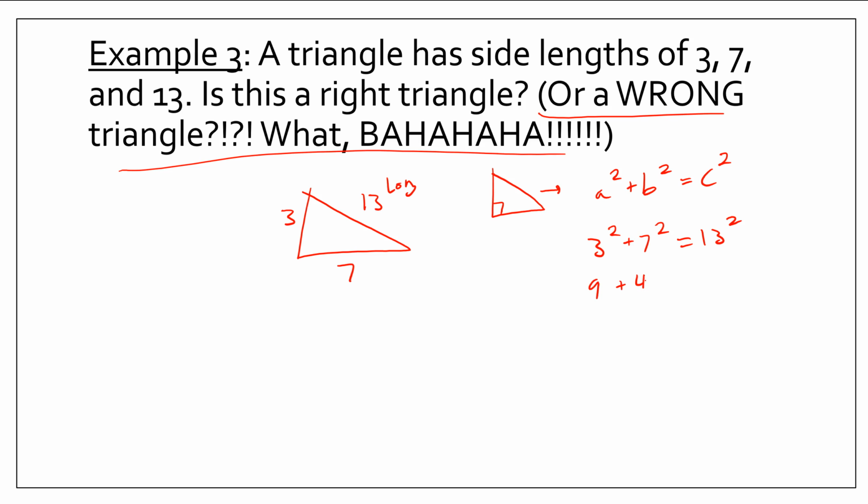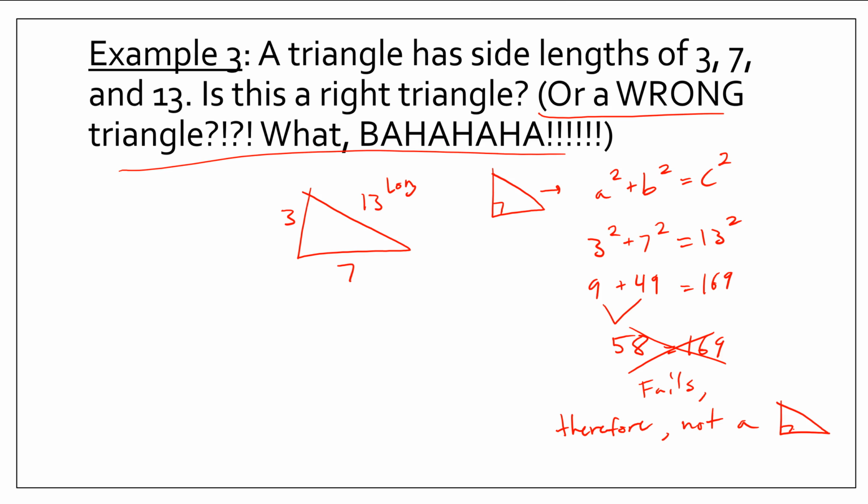3 squared is 9. 7 squared is 49. 169 is 13 squared. This plus this is 58. Does 58 equal 169? No, not even close. So since these don't equal, we could say the Pythagorean theorem fails, it doesn't work for this triangle. Therefore, this isn't actually a right triangle. The reason I know is because if it was a right triangle, it would be matching the Pythagorean theorem.